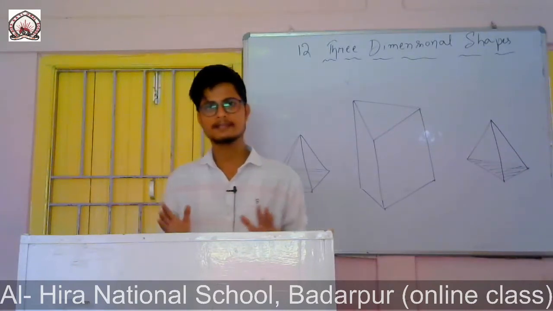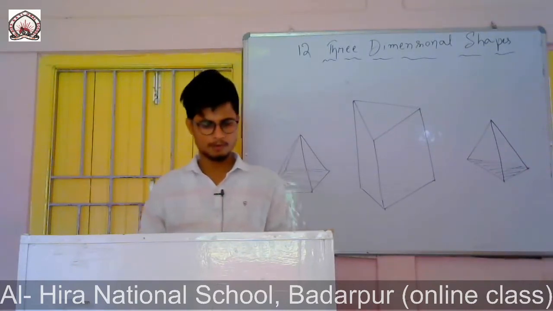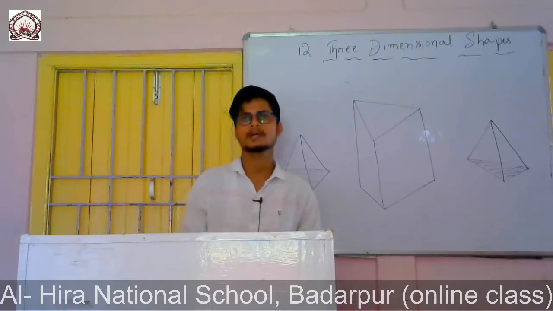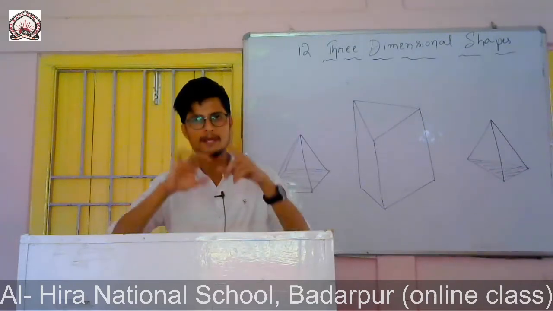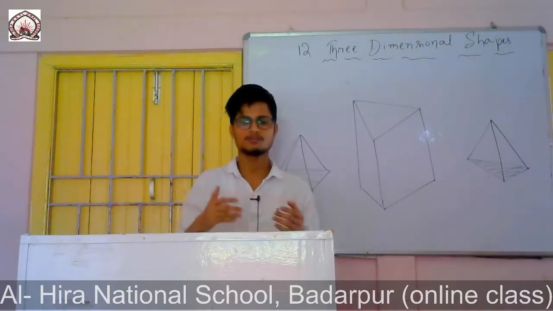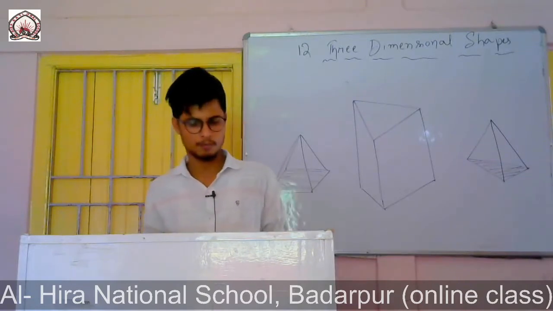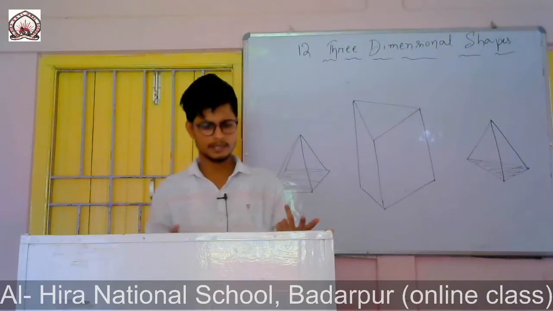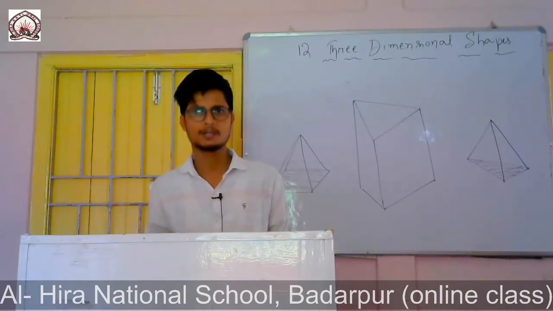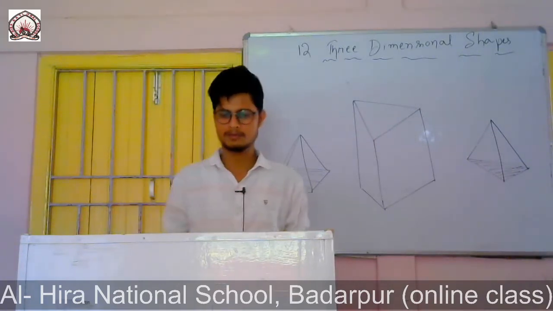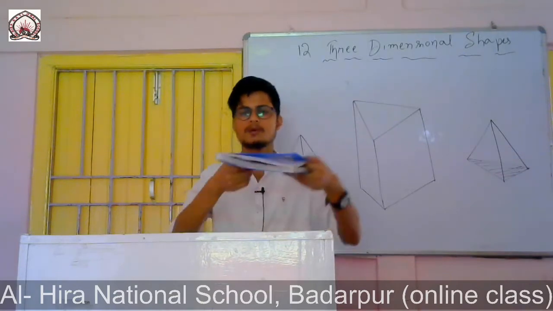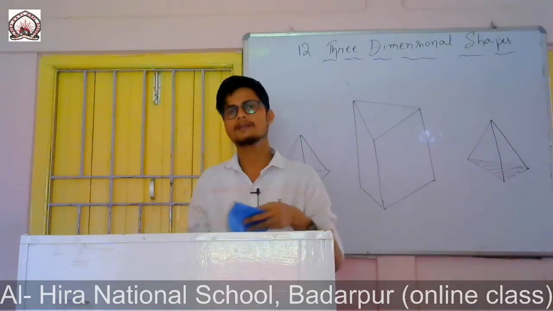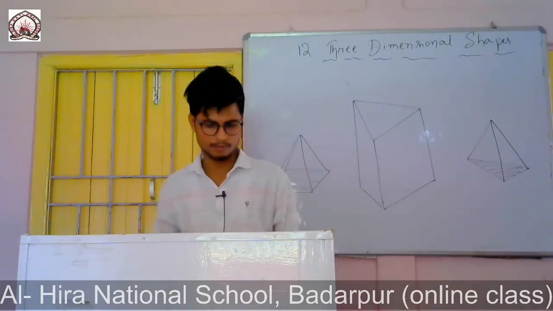For an example of a cuboid, you can see a brick. For constructing a house, we use bricks. These are cuboids. Or you can take a book also. It is also a cuboid. Have you seen books? This one is a cuboid. You will find different length, different breadth and height also.